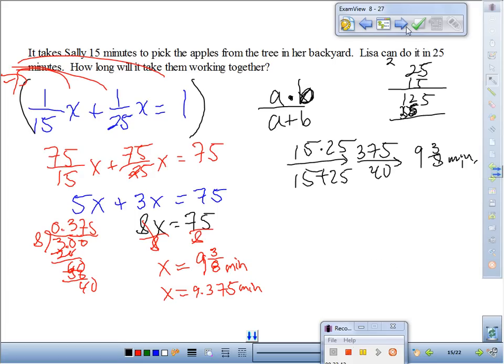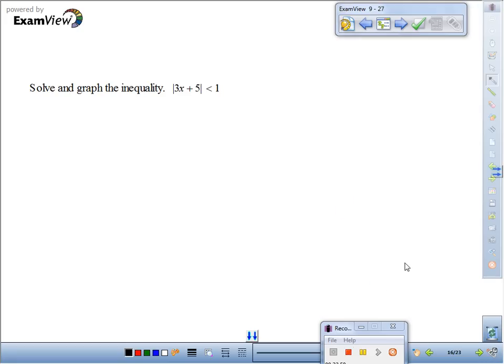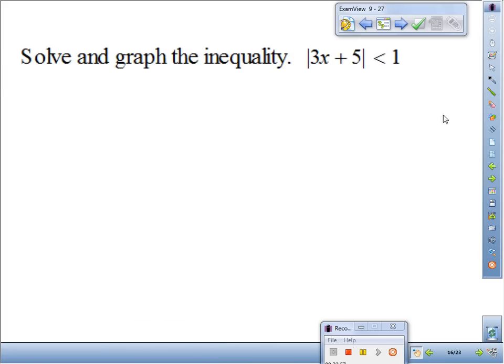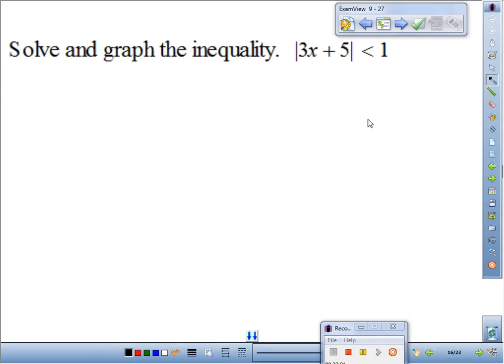Number 9. Solve and graph the inequality. Let me zoom into this one. Solve and graph the inequality. When you get to these, everybody look up. Whenever you get to these, you see the two bars? That indicates two inequalities. Make sure you write two inequalities when you get to these.